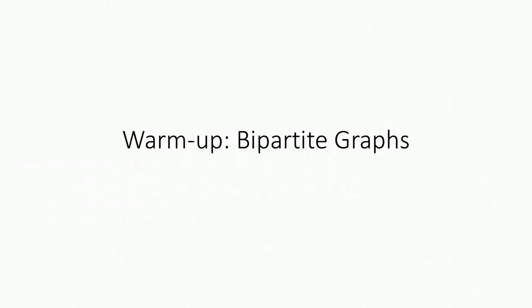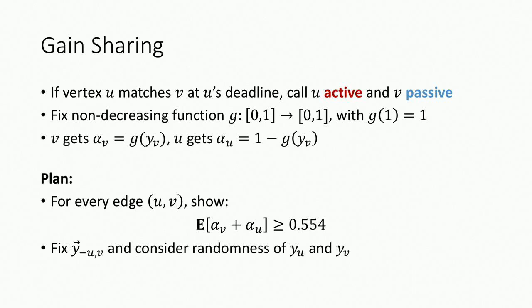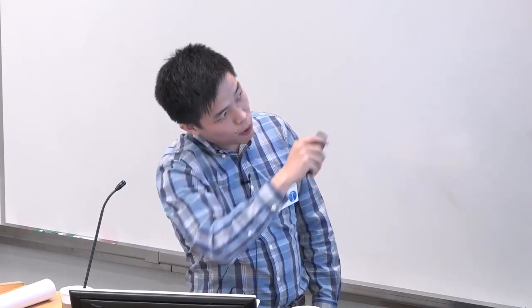Okay, now we are ready to go through a warm-up case, thinking about bipartite graphs specifically. In this case, it's relatively straightforward. As I mentioned, we're going to fix some non-decreasing function g to be chosen in the analysis. And then whenever u and v match with u active and v passive, the passive vertex will get a share that depends on its own rank, in particular g of yv, and u is going to get the remaining. So the plan is to show that for every edge, the expected gain is going to be greater than 0.55.